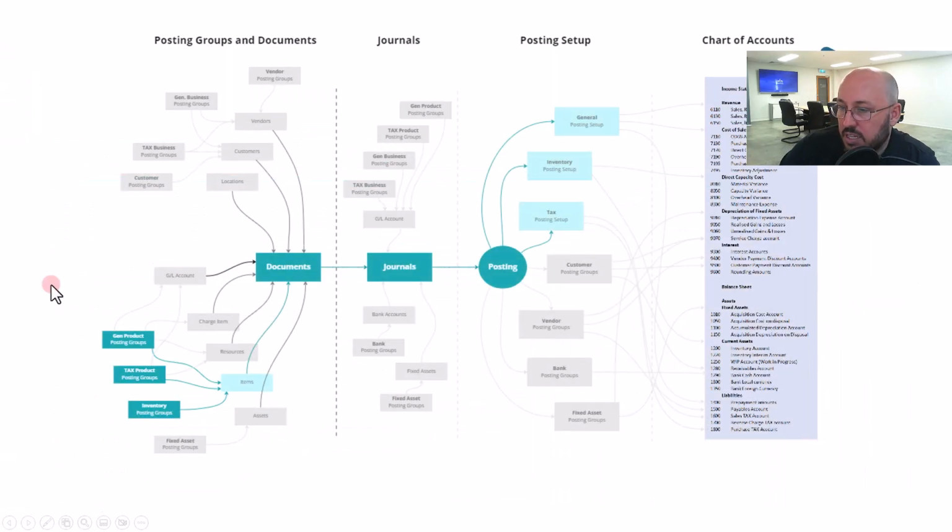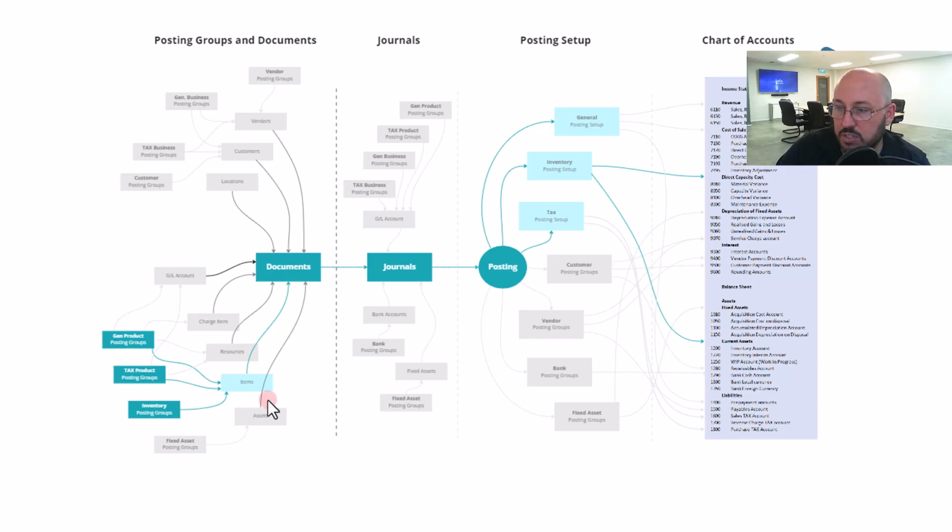Just here, you can see that the general product posting group hits the general posting setup. And when it combines with the business group, it determines where revenue and costs, as well as customer deposits, vendor prepayments, also your interim inventory, sit on your chart of accounts. Whereas when you look at the inventory, it's the inventory posting group mixed with the inventory posting setup and its location, which determines where we will set our inventory on the balance sheet.